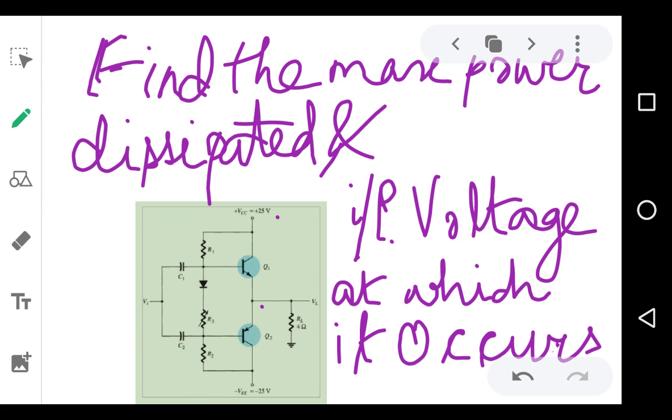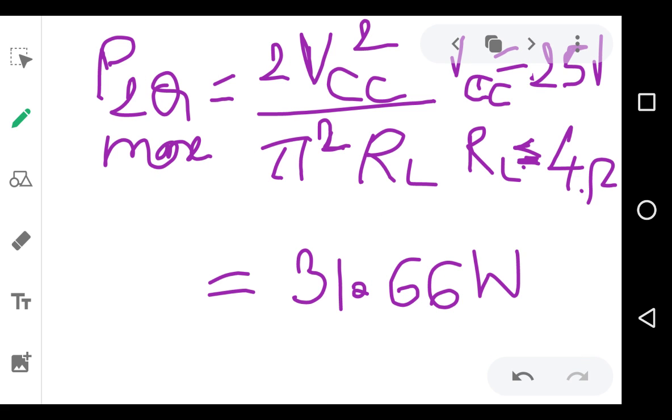So we are continuing with the same problem. We are going to find out the maximum power dissipated and the input voltage at which it occurs. So maximum power dissipated is 2 times PQ, which is equal to 2 times VCC square upon pi square RL. So it is coming out to be 31.66 watts. Here the parameters given are VCC equal to 25 volts and RL equal to 4 ohms. After substituting in the relation, you get the value as 31.66 watts.